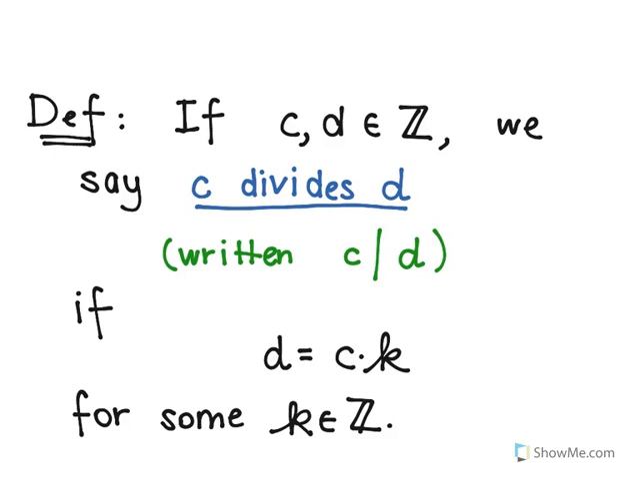Actually, before I'm ready to give you a more precise definition of the statement A is congruent to B mod n, I first need to give you an intermediate definition, which is the definition of what it means to say that one integer divides another. So here's that. If C and D are integers, we say that C divides D, and I'll write that with this vertical line here. We say that's the case if D is equal to C times k for some integer k. Here's a couple of examples just to make sure that we see what this terminology means.